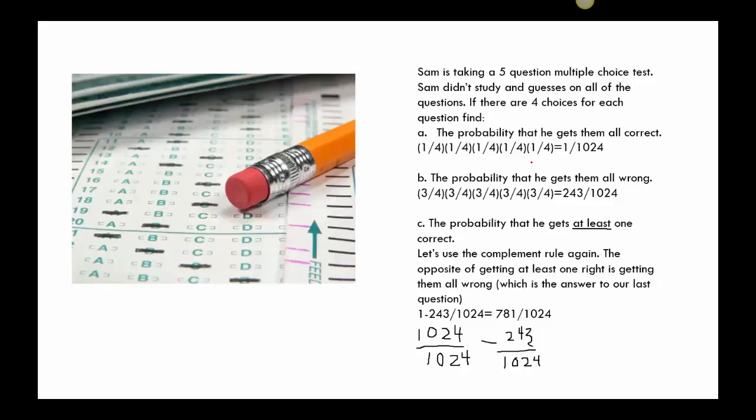So I just want to do 1 minus 243 over 1,024. Again, I showed you that what is 1? 1 is 1,024 over 1,024. And then I subtract the 243 over 1,024, and it gives me 781 over 1,024. Okay, so there's my option of getting at least 1 right. So that could be 1 right, 2 right, 3 right, 4 right, or all 5. So that's a big thing. We don't want to have to do C individually as all the different ways you can get at least 1 right. You want to do it using the complement rule.